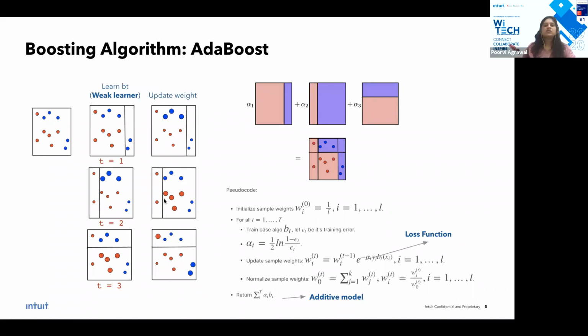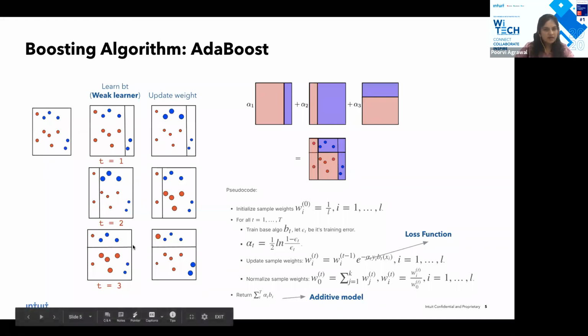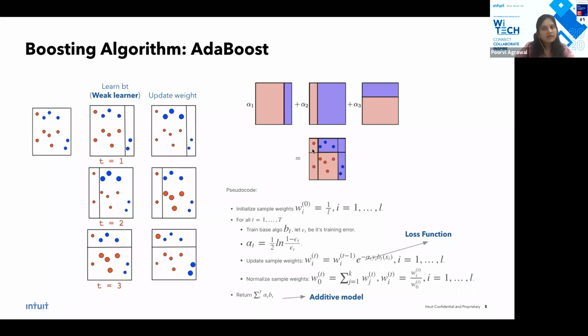And similarly, this process will go on until you reach the required number of iterations that you want to do, and you'll create a weak learner for each iteration. At the end, you'll take the combination of these three weak learners, which is here, and generate the final model, which is the additive model. And the pseudocode is what I have just explained.